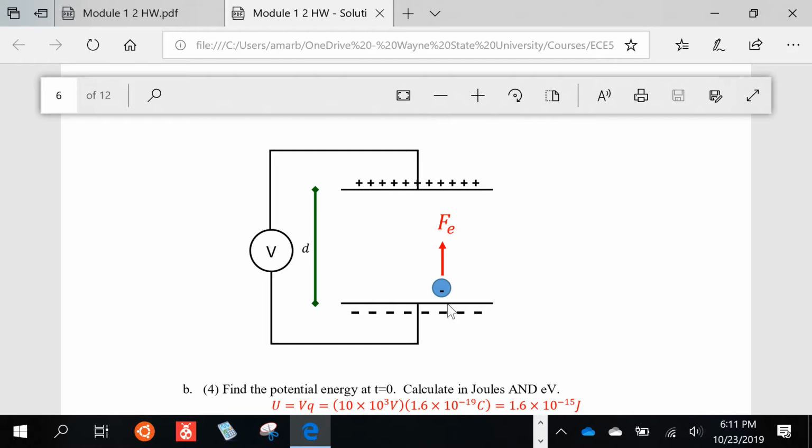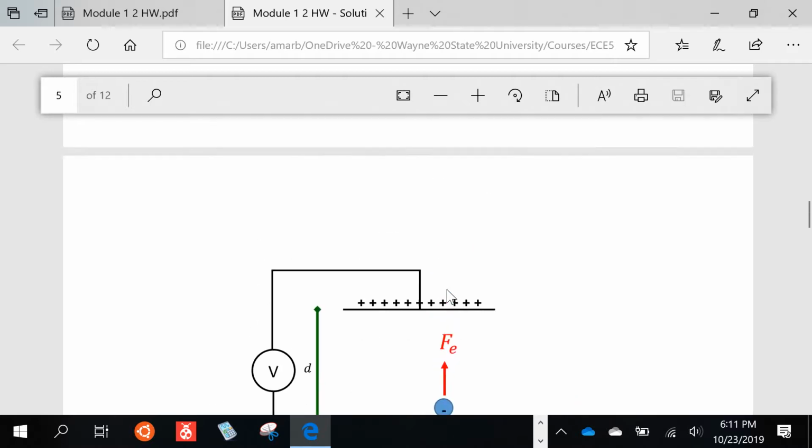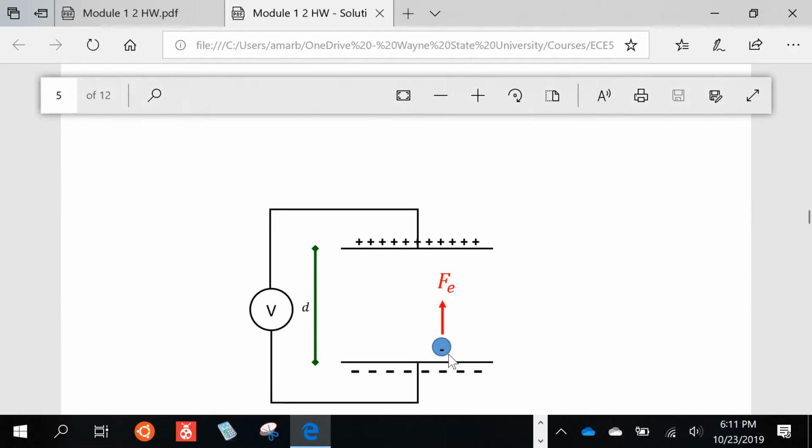If this is a 10 keV system, as it happens to be in this problem, the electron has 10 keV of potential energy at the beginning, and after it gets to this side of the plate, when it has passed through the system, now it has 10 keV of kinetic energy. That potential energy has been converted to kinetic energy, and so that's a really straightforward way to solve the problem. From there, we can calculate the velocity pretty easily.